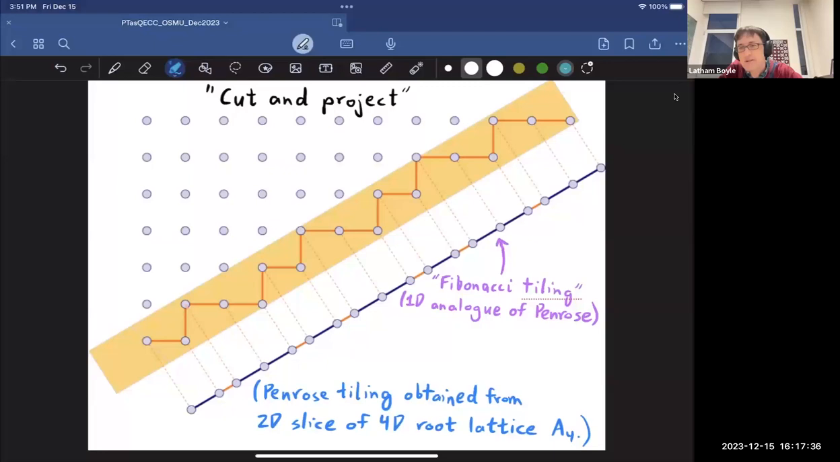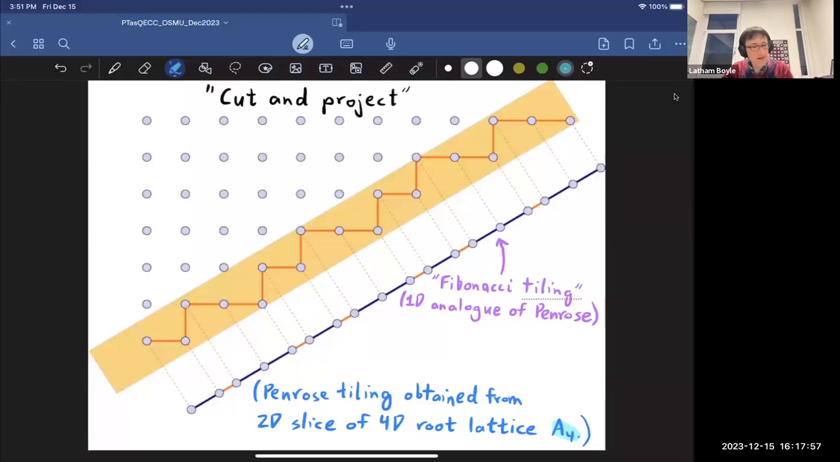So here, for the sake of being able to draw all of this, I'm constructing an analogous tiling that lives in one lower dimension. So the Penrose tiling is a two-dimensional tiling, which comes from a four-dimensional lattice called the A4 lattice, the A4 root lattice.